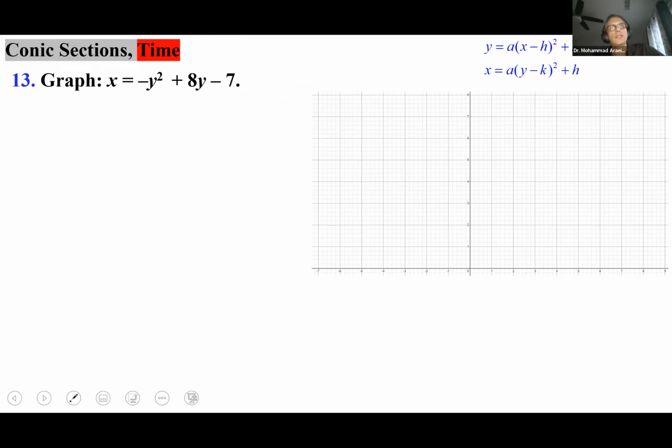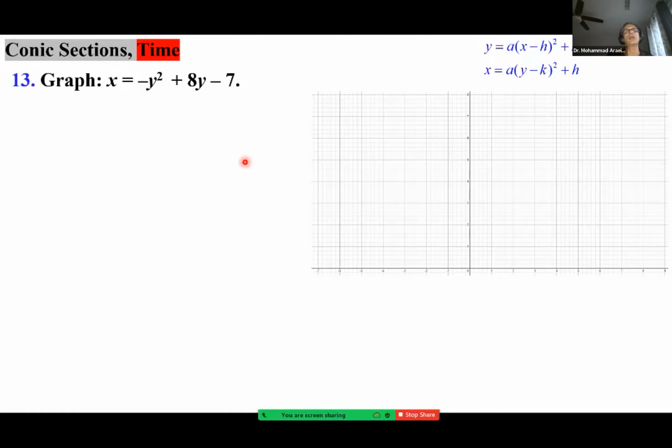We want to graph this one. And as I mentioned, when y has degree 2, then it opens sideways to the right or left. It depends. I hope you realize a is negative 1, and therefore it opens to the left. However, let's go through the process.